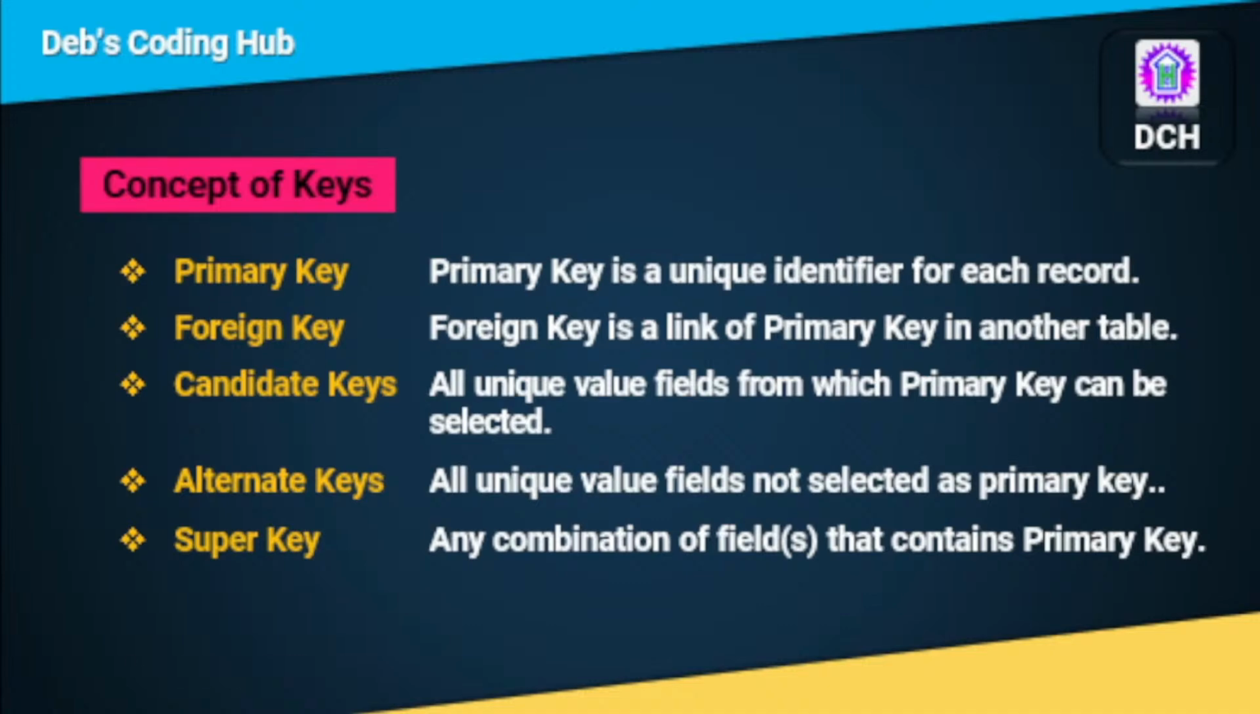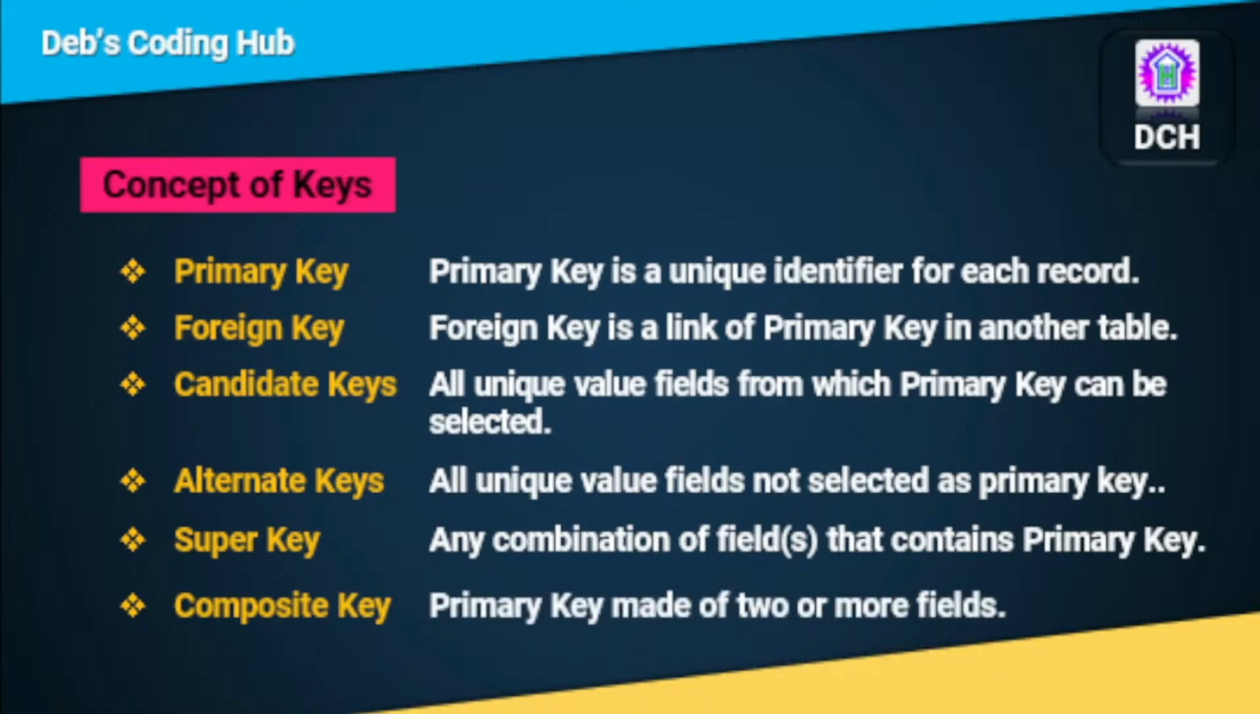Next one is composite key. Suppose there is no unique value field in a table, we will not be able to identify records uniquely. Because we cannot use one field to identify a particular record uniquely, we may combine two or more fields or attributes to make the primary key. When a primary key is made up of two or more attributes or fields, it is called composite key. So let us see all these concepts in details.